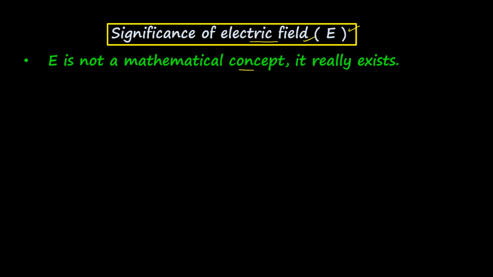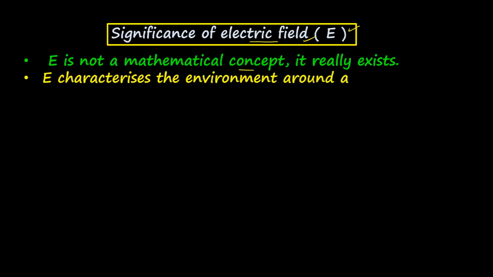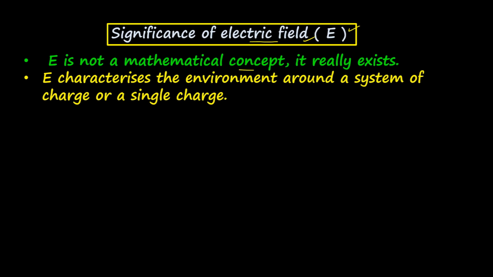Next one, the electric field characterizes the environment around a system of charge or a single charge. Let us note that electric field is a vector quantity. What is the meaning of system of charge? It means more than one charge. What do you mean by environment around the charge? That is how the electric field is felt there.